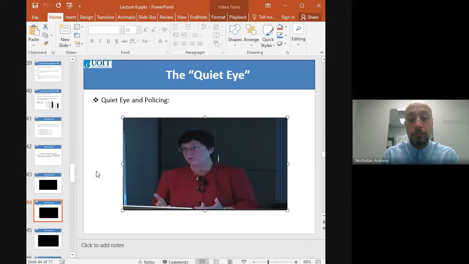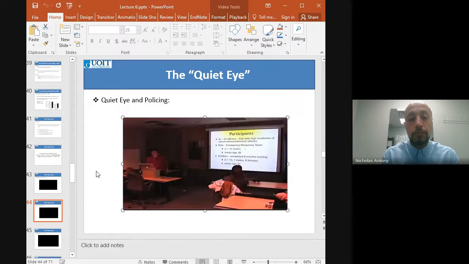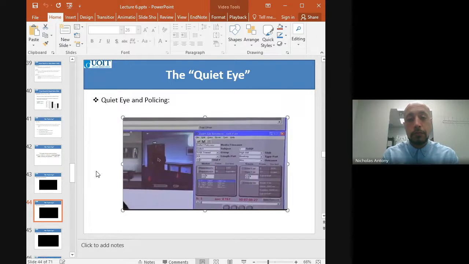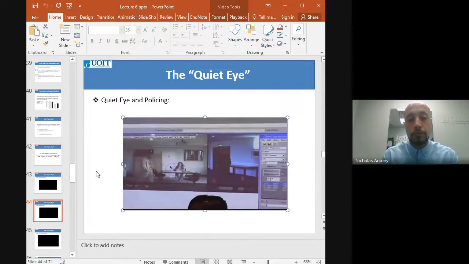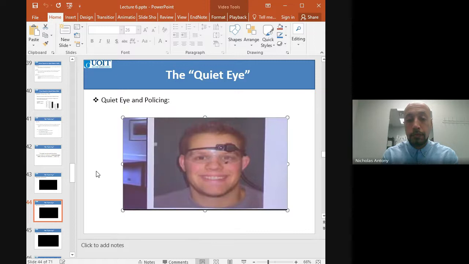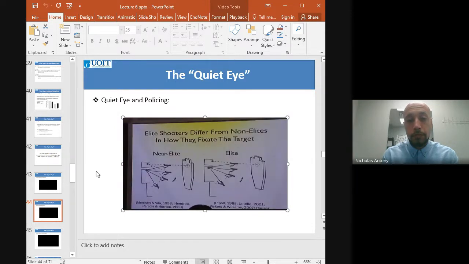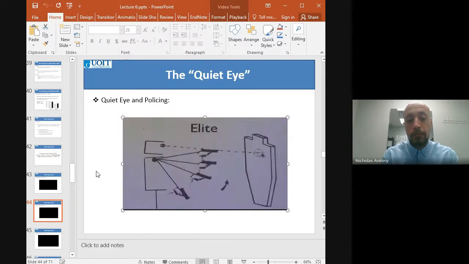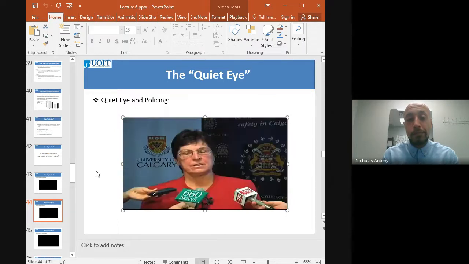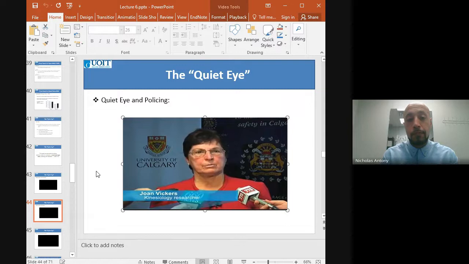In the classroom, Joan Vickers usually works with elite athletes. The question is, can anyone maintain their focus and their concentration under the extreme pressure of a firearms encounter? Using an eye tracker device that follows the movements of the eye, Vickers found that elite athletes and police officers fix their sights on a target and don't refocus on their weapon. Vickers discovered what is called the quiet eye. It's the last thing that you see before you have to make a critical movement.